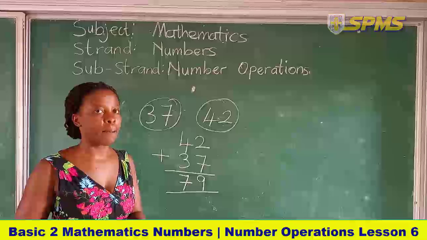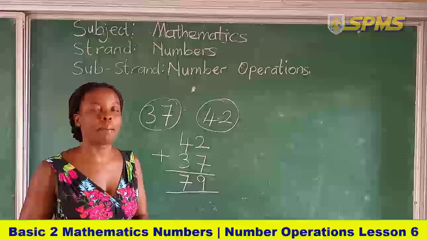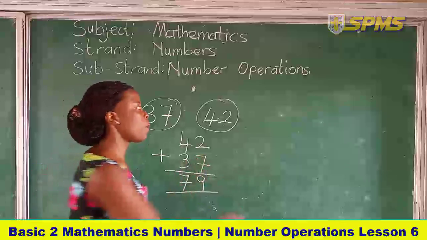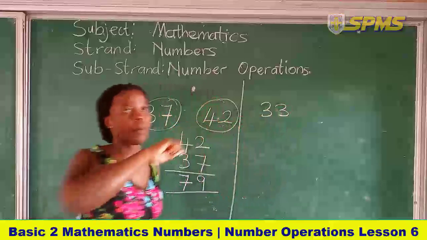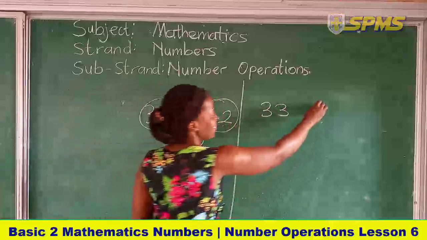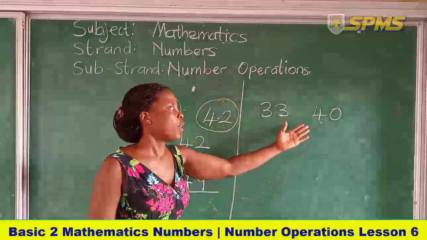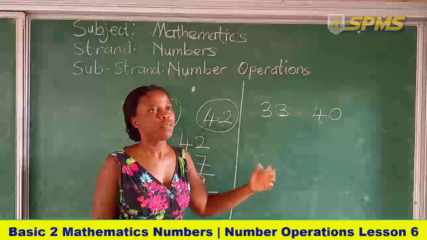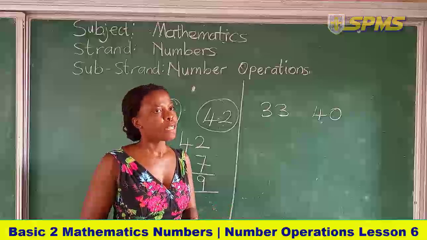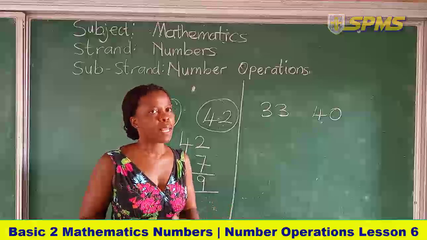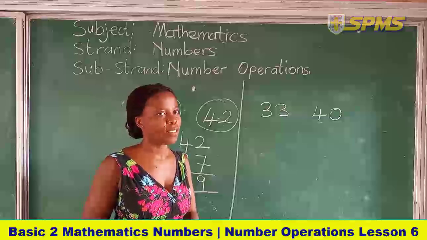Let us try another example for you to be conversant with them. Give me any 2-digit number again. 33. What again? Let's say 40. I have my 2-digit numbers on the board. Arrange them vertically and give me the sum. Pick your daughters and try and do this with me.